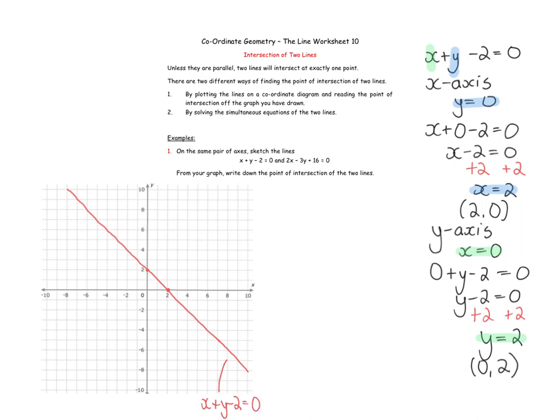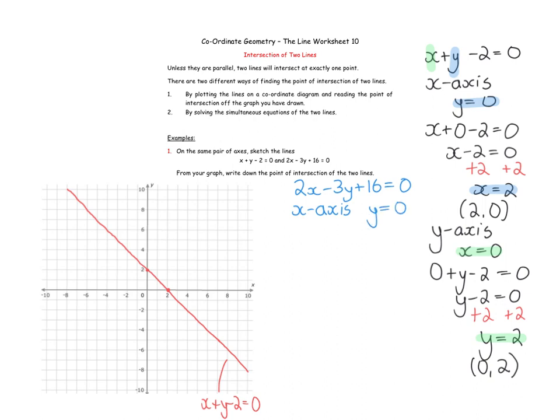Then we have to draw the other line. I'll do this in blue. So we have 2x minus 3y plus 16 is equal to 0. And first of all, we need to figure out where it crosses the x-axis. When it crosses the x-axis, we know that y is equal to 0.